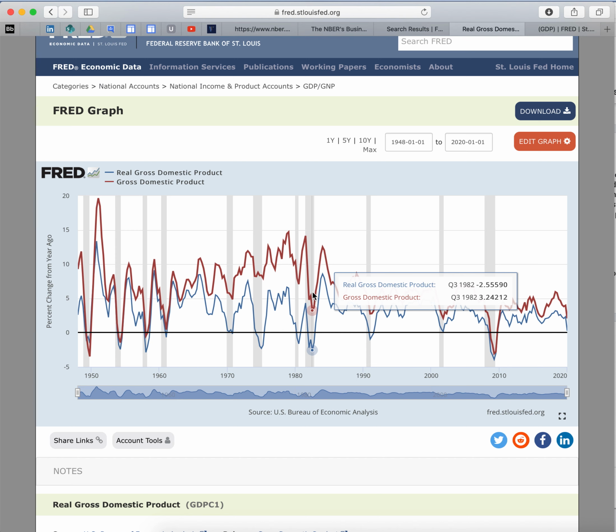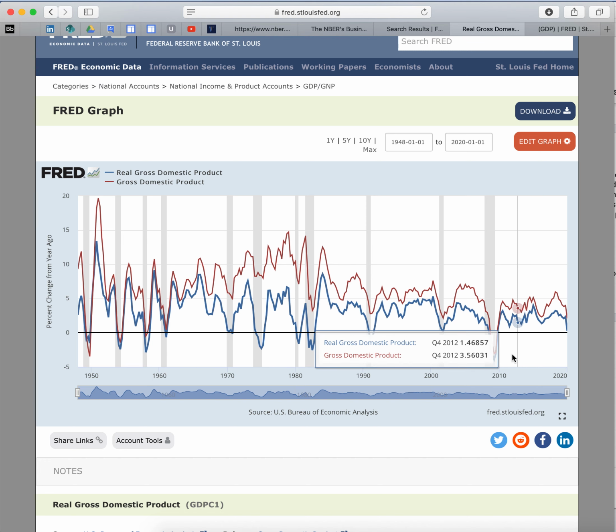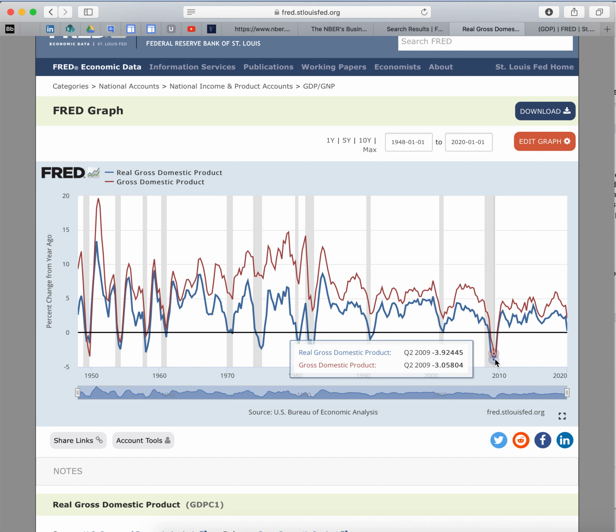But going back to the 1980s, what you'll notice really quickly is the red line, which is nominal GDP, was still saying we were growing at 3.2%. But in real terms, once we controlled for that price change, it was negative 2.5%. A lot of times you can see here in the Great Recession, both these moved pretty closely together. It was largely a demand side shock. We didn't have price shocks with it. So typically when we look at economic growth, the discussion is the blue line.